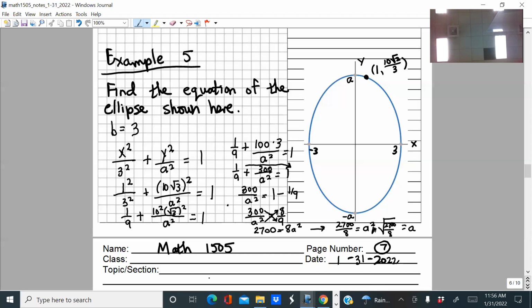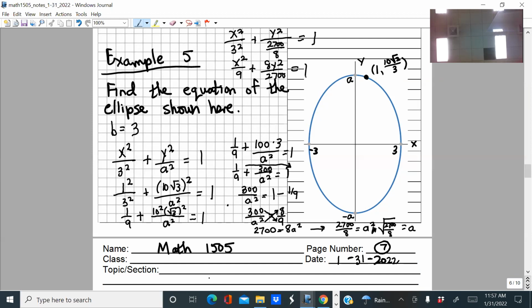Of course, when you plug that now back into the equation, you're going to square it. So the square root's going to go away anyway, right? So it looks like we end up with, for this equation, x squared over 3 squared plus y squared over 2700 over 8, right? Because that is the square root of 2700 over 8 squared, is equal to 1. So if you want to, you can write this as x squared over 9 plus 8y squared over 2700 is equal to 1.